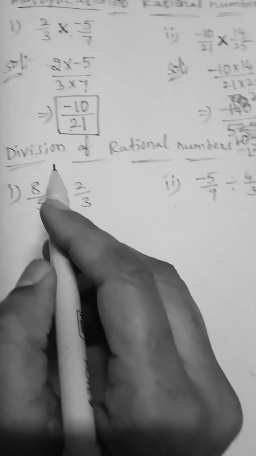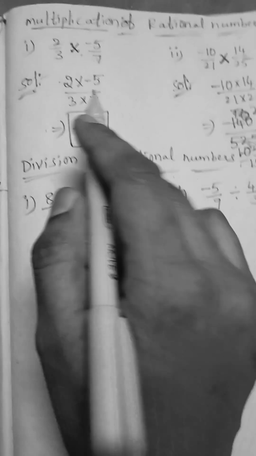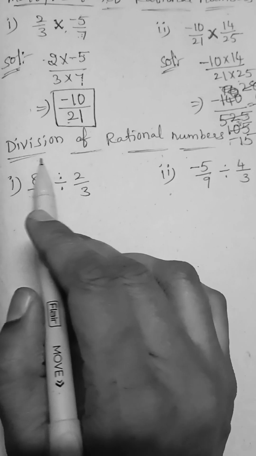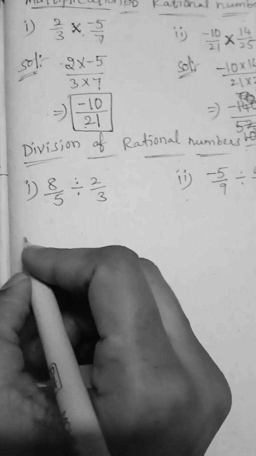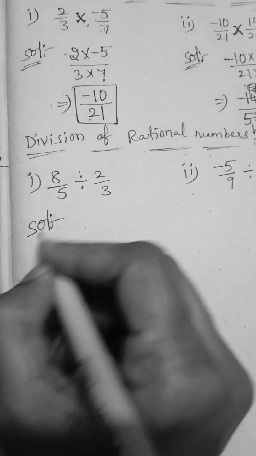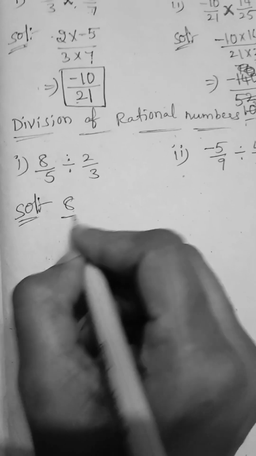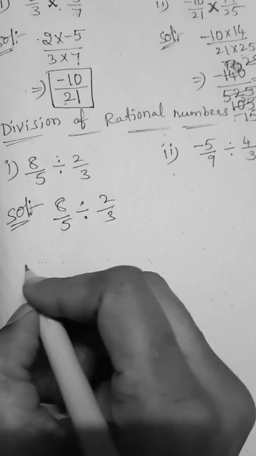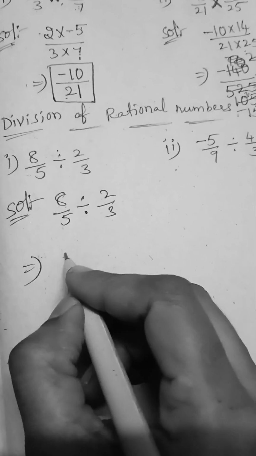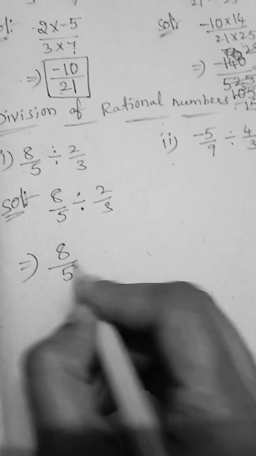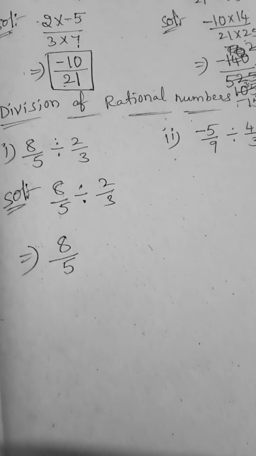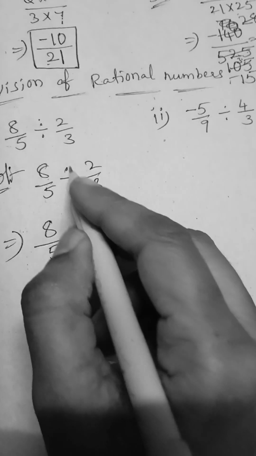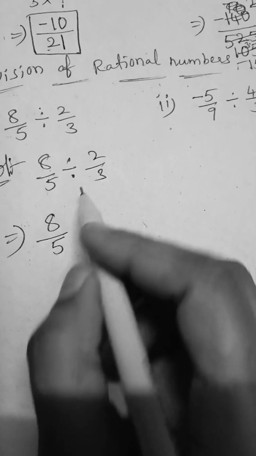Now division of rational numbers. Now up to multiplication, can you understand? Yeah, okay. Now division of rational numbers. Now here a division symbol is there. If you observe here, 8 by 5 divided by 2 by 3. Now for the division symbol, you already know reciprocal from previous classes. So how to do reciprocal I will explain now.